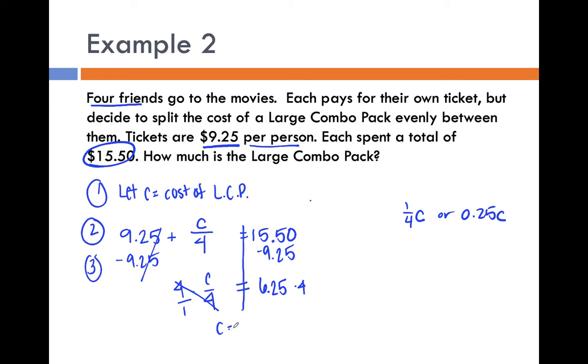So that we get C equals $25, which represents the cost of the large combo pack. So we can just write the large combo pack costs $25.